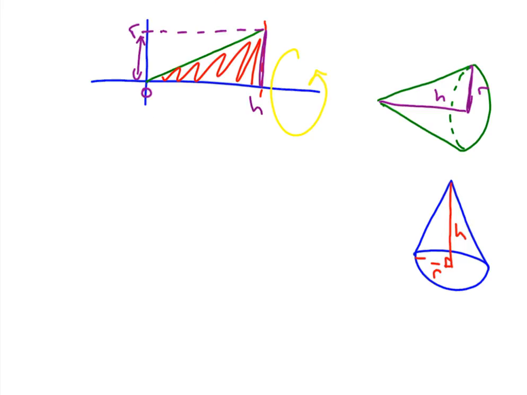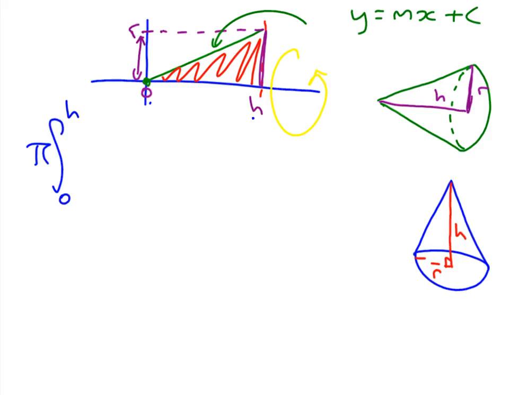Now we're on to the job of applying our formula. So it's going to be the integral of pi, between our limits 0 and h, of y squared. We've not got a formula yet for y. So let's think about what we know. The key things we know about this green line are it goes through the origin. So think of y equals mx plus c. It's going through the origin, so c is going to be 0. So y equals the gradient times x. So all we need is the gradient.